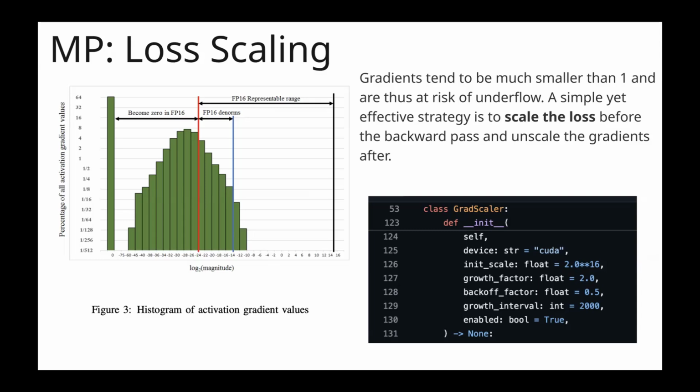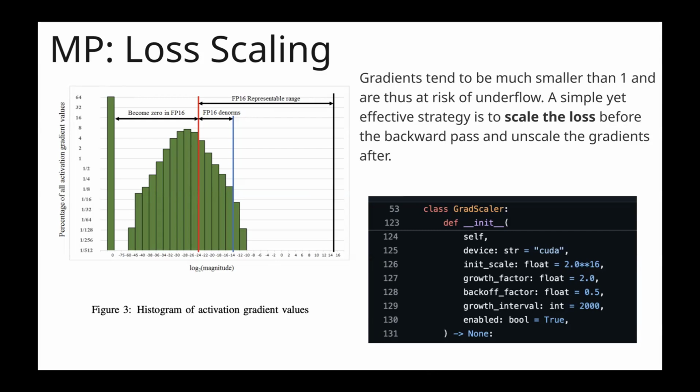I mean, this is true not only for FP16. Gradients tend to be much smaller than 1, and they are thus at risk of underflow. So if you decrease the precision, underflow could happen, and underflow is cutting off this part of the histogram, as we have already covered, when the number just cannot be represented in the computer. And a simple yet effective strategy that was proposed in 2017 is to scale the loss before the backward pass and then scale the gradients after.